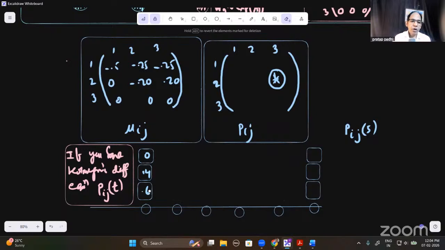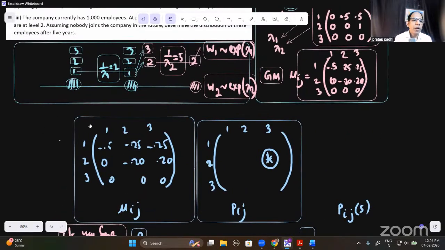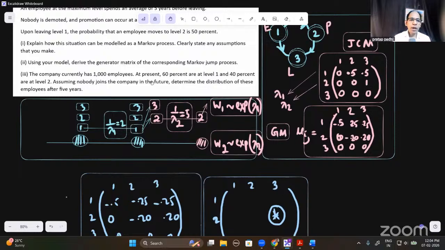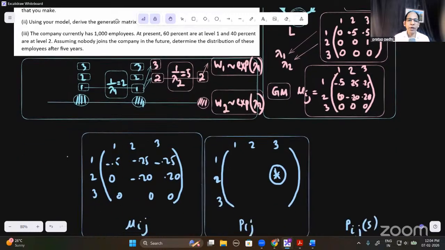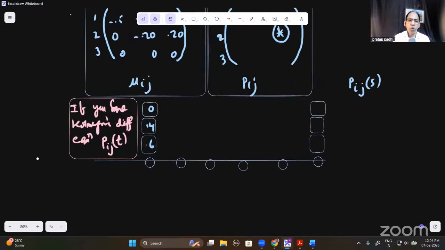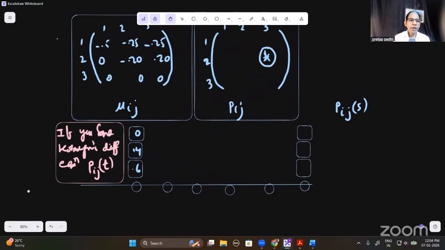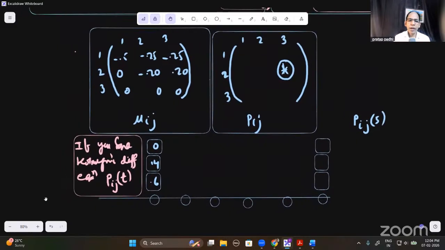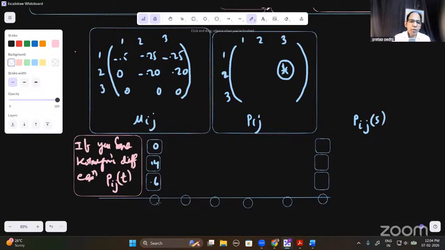Okay. So what is the question? They say 60%, 40%. 1,000 employees will use. At present, 60% are at level 1 and 40% are at level 2. Assuming nobody joins the company in the future, determine the distribution of these employees after 5 years. So this distribution you have at time 0 and you need to find at time 5.